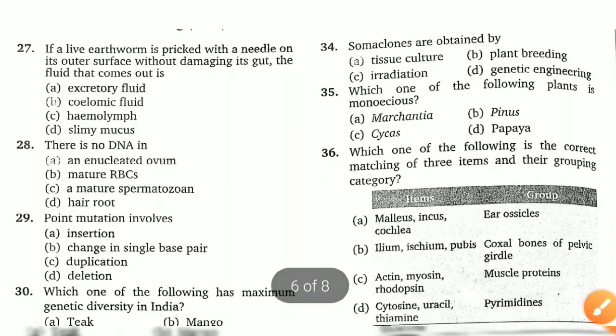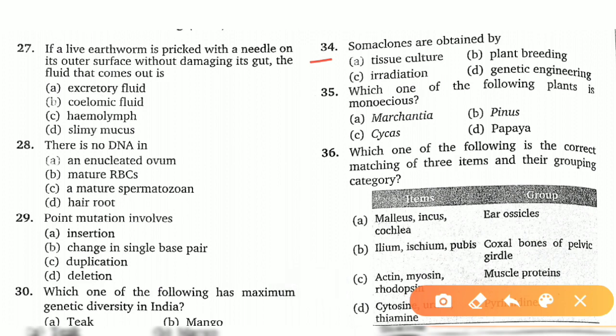Now, 34th question. Somaclones are obtained by tissue culture, plant breeding, irradiation and genetic engineering. So, somaclones are obtained by tissue culture. Now, 35th question. Which one of the following plants is monoecious? Options: Macrozamia, Pinus, Cycas, Papaya. So Pinus is the monoecious one.